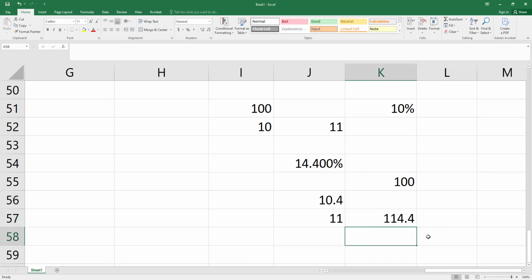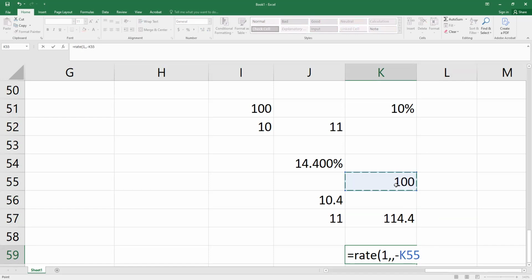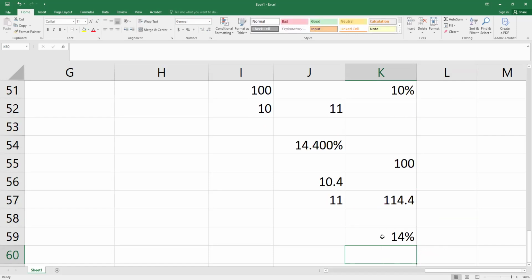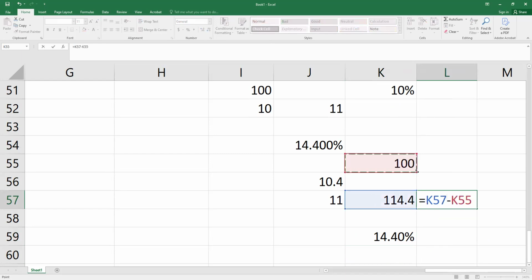So basically 14.4%. You can just divide this by this, or you can just use the formula: rate, number of periods 1, present value is 100, and this is the future value. Okay, that's what you get. Or you can just calculate in a different way. This one minus 100, divided by 100. Like this. And divided by 100.